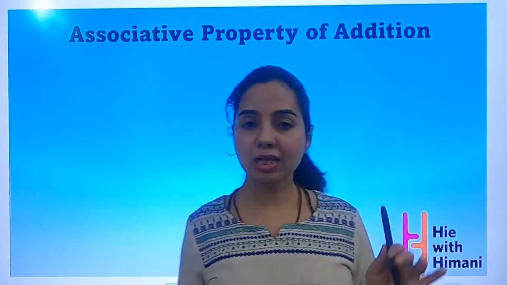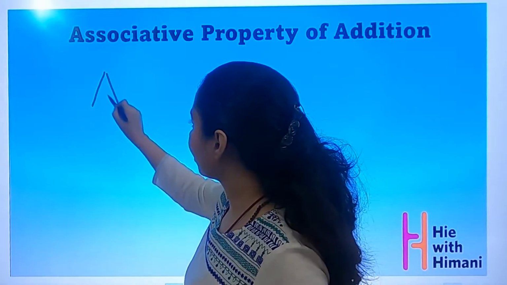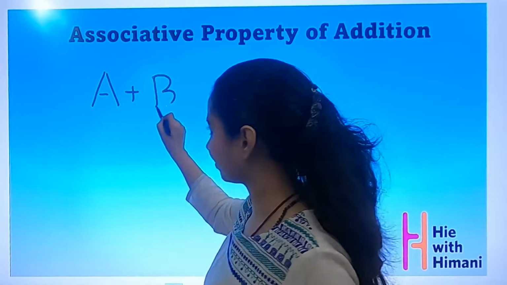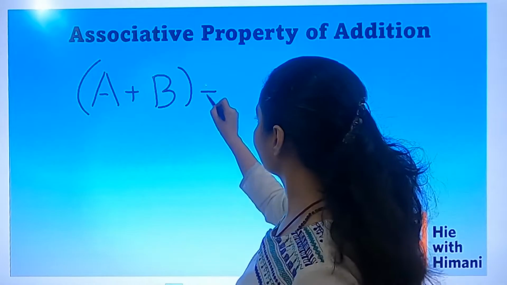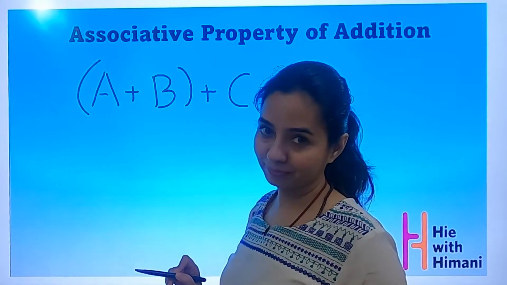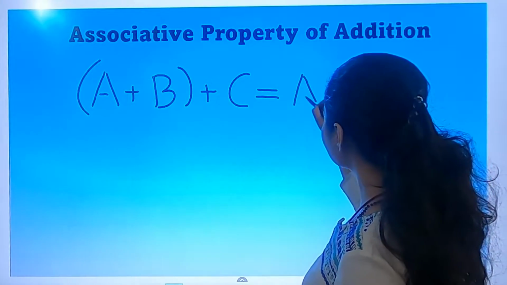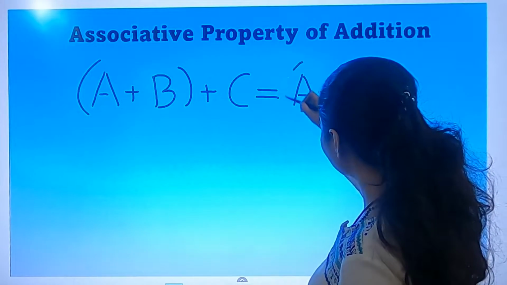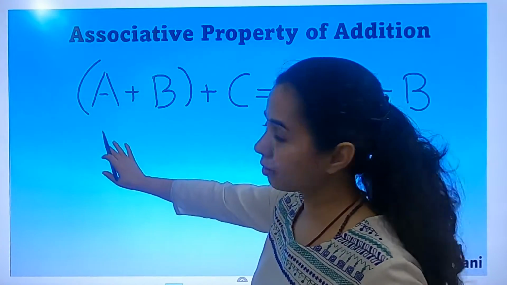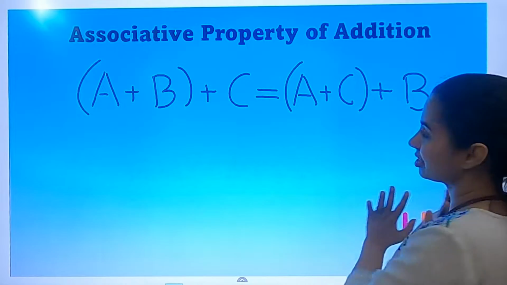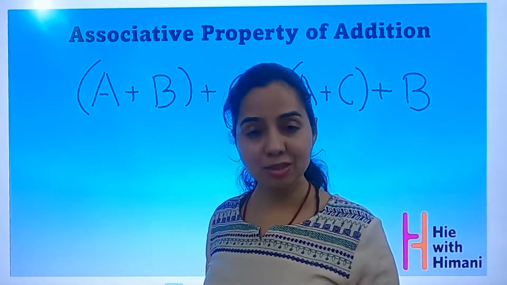The first is the associative property of addition. What I was saying is, if A associates with B first, and after that they get associated with C, the answer will be the same if A and C get associated first, if they make friends first, and after they are friends, then they become friends with B. Here also all these three are friends, here also all these three are friends. It doesn't matter who becomes friends first. Is it true with you also?